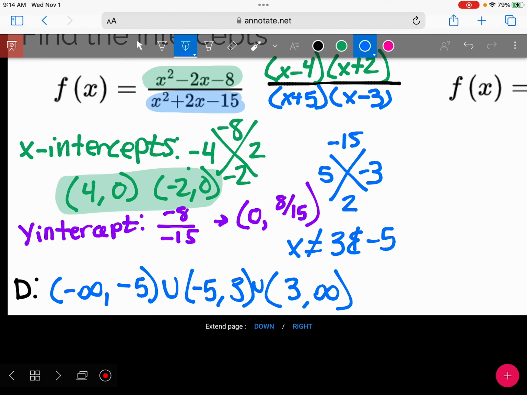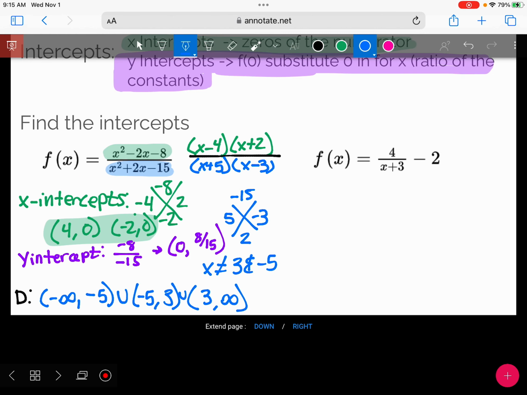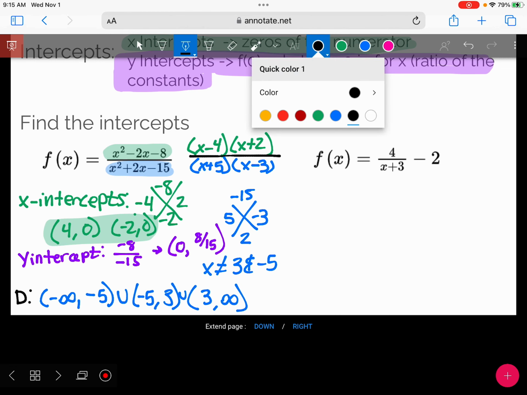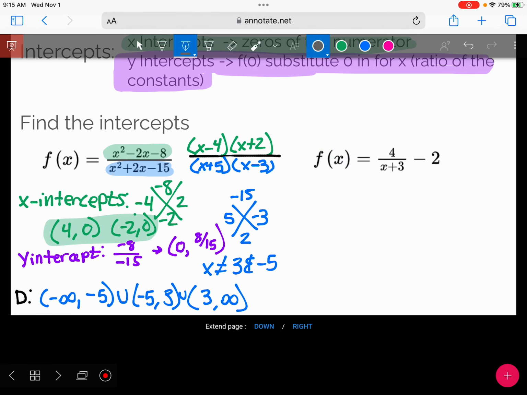We're going to do the same thing on the right one. We're going to find our intercepts and our domain. This one we don't have to factor. It just looks a little bit different because it's not in P of x over Q of x form. This is in like a transformation form, which we'll get to eventually.